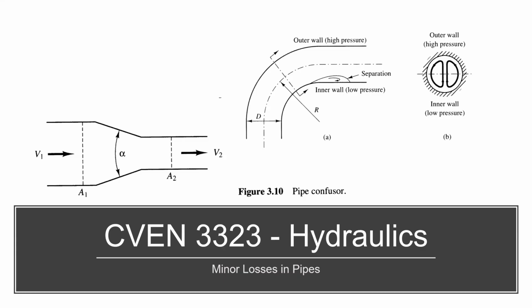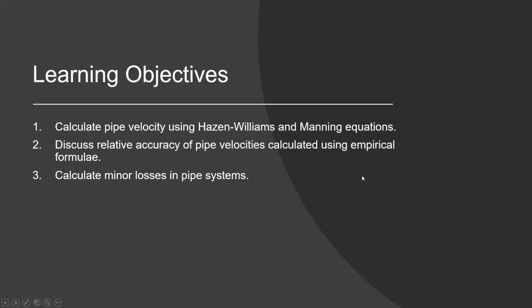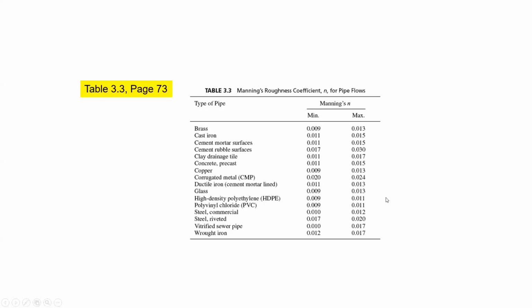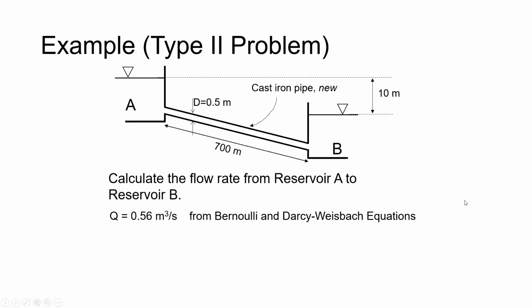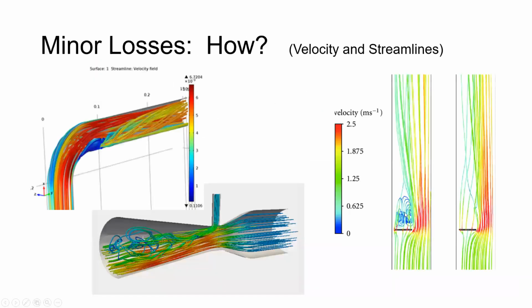So let's look at some minor loss examples. Okay, here are the tables that we learned for the empirical equations. This is going to be loaded on Canvas, so you'll have that. We'll get through our type 2 problem. There we go. So let's look at minor losses. What's actually happening here? We're losing energy, but it's minor. It's smaller than what you lose over hundreds of meters or many miles of pipe.